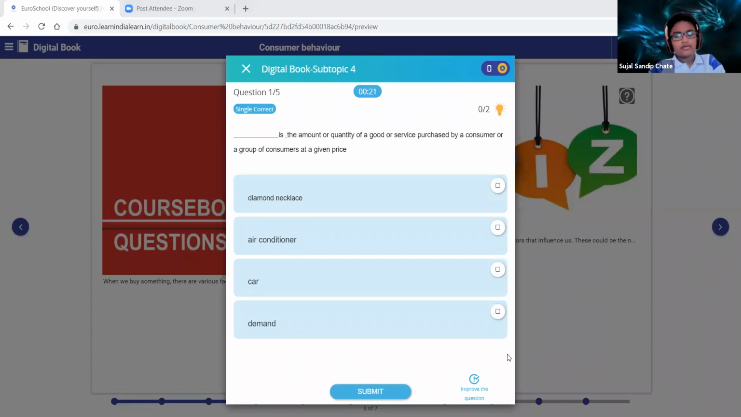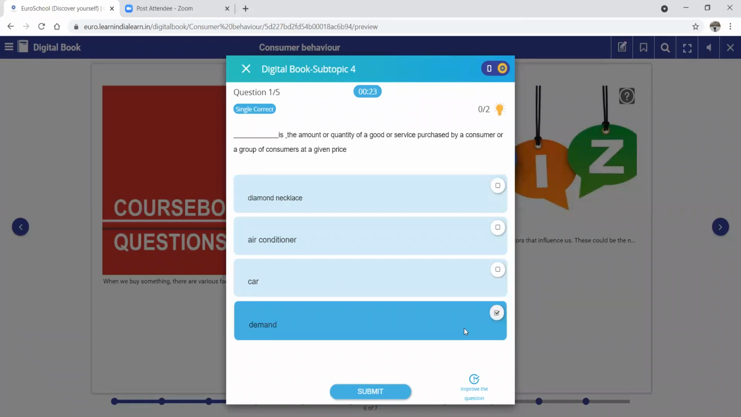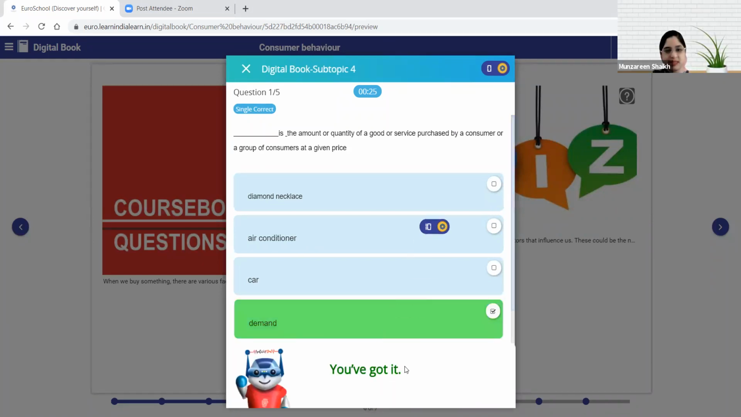Ma'am, we have to write this in a notebook. No. We have already done too many CYPs. Yes, ma'am.